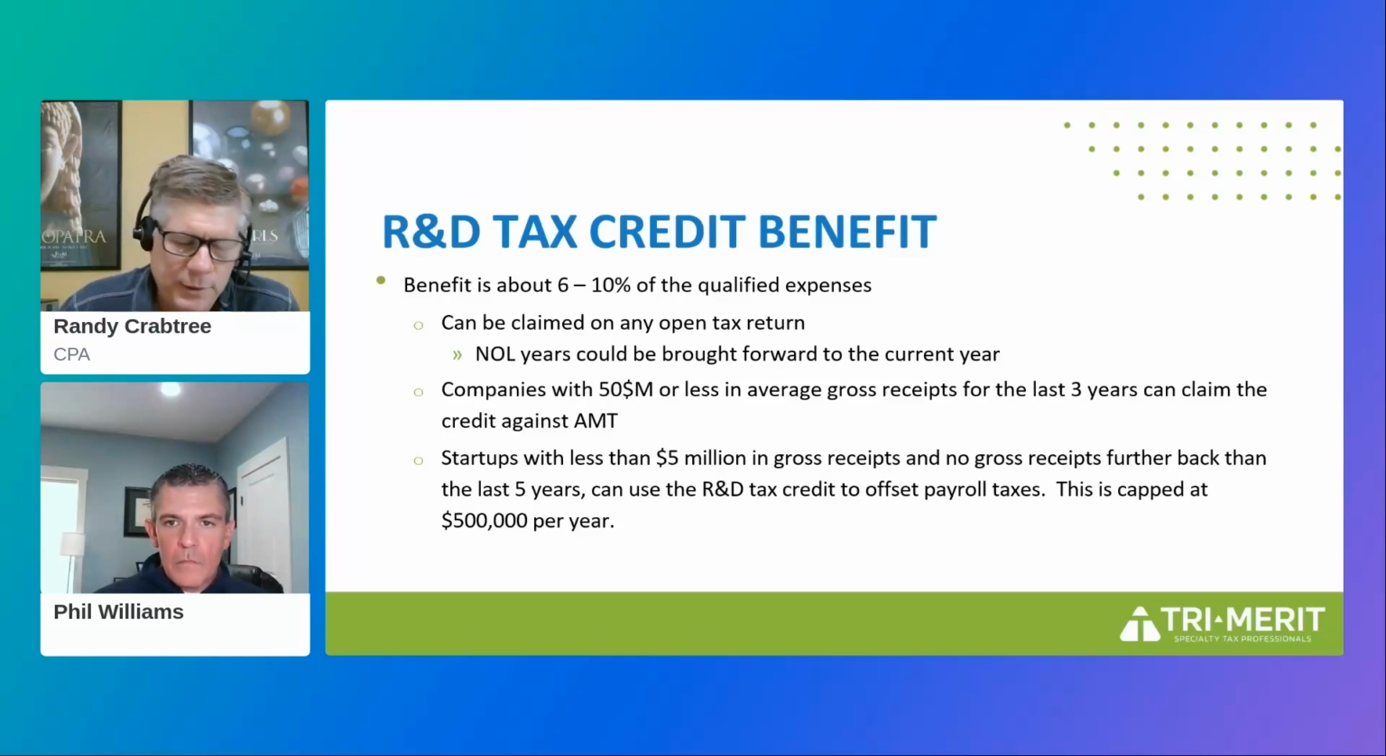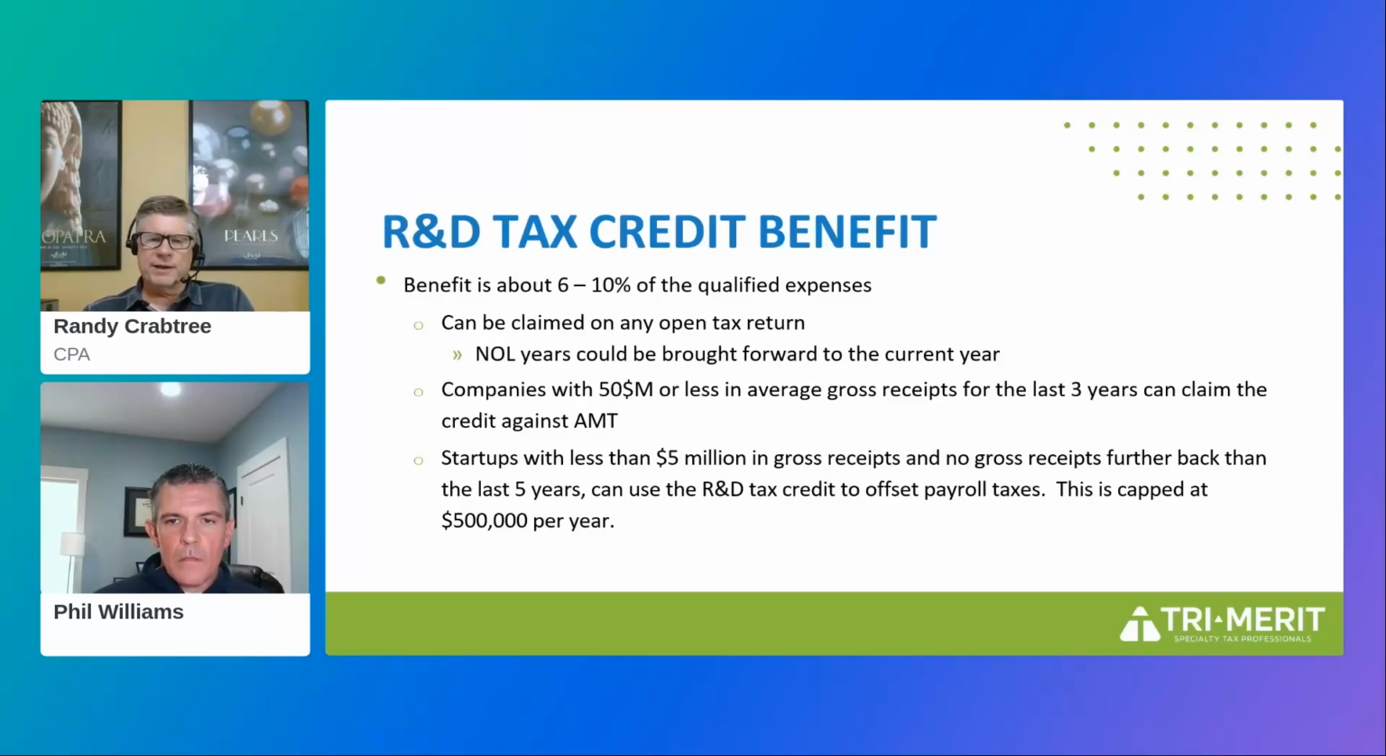Be aware that the credit went through some changes, again, in my mind, yesterday, but it wasn't yesterday. It was in the PATH Act, which I think came out in 15. I think it kicked in 2016, where we can use the credit to offset AMT for businesses that had average gross receipts of less than 50 million for the last 3 years. Another rule kicked in at the same time: if we're a startup business with gross receipts of less than $5 million in the current year and no gross receipts further back than the last 5 years, under the current rules, we can make an election to offset a portion of payroll taxes up to $500,000.